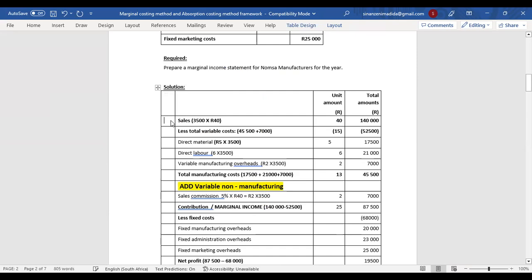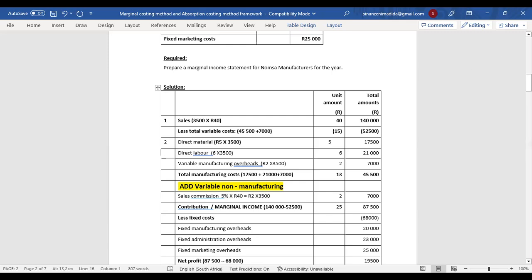Our step number one, we are calculating our sales. After the sales, we skip our less variable cost. We go look for our direct material. Our direct material is given, 5 Rand. We multiply, guys, with all our units sold. Remember here, we only want units sold.